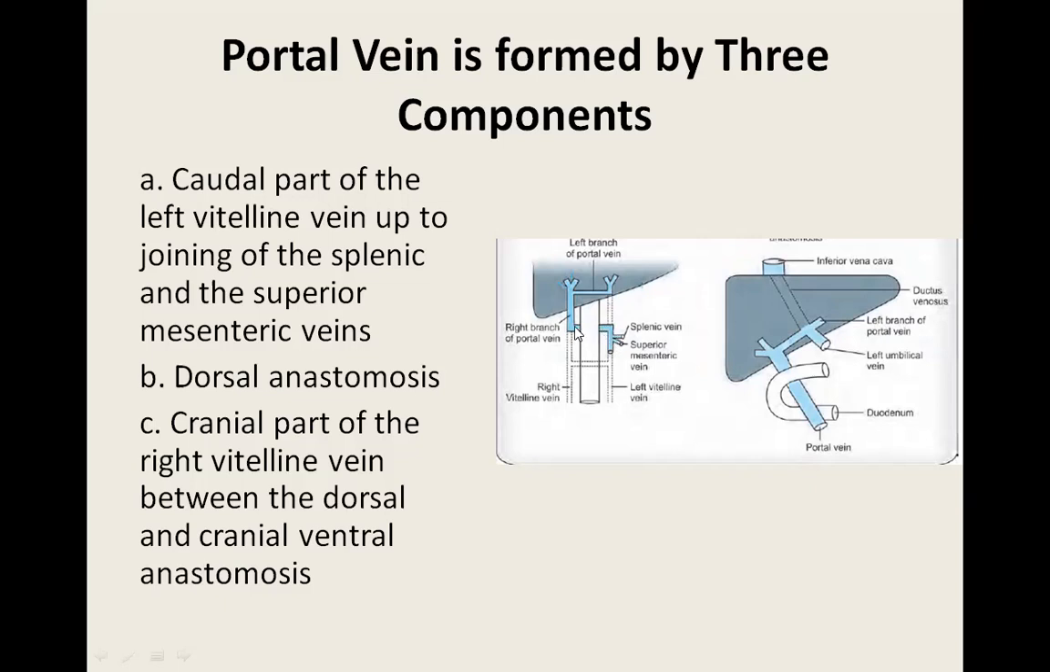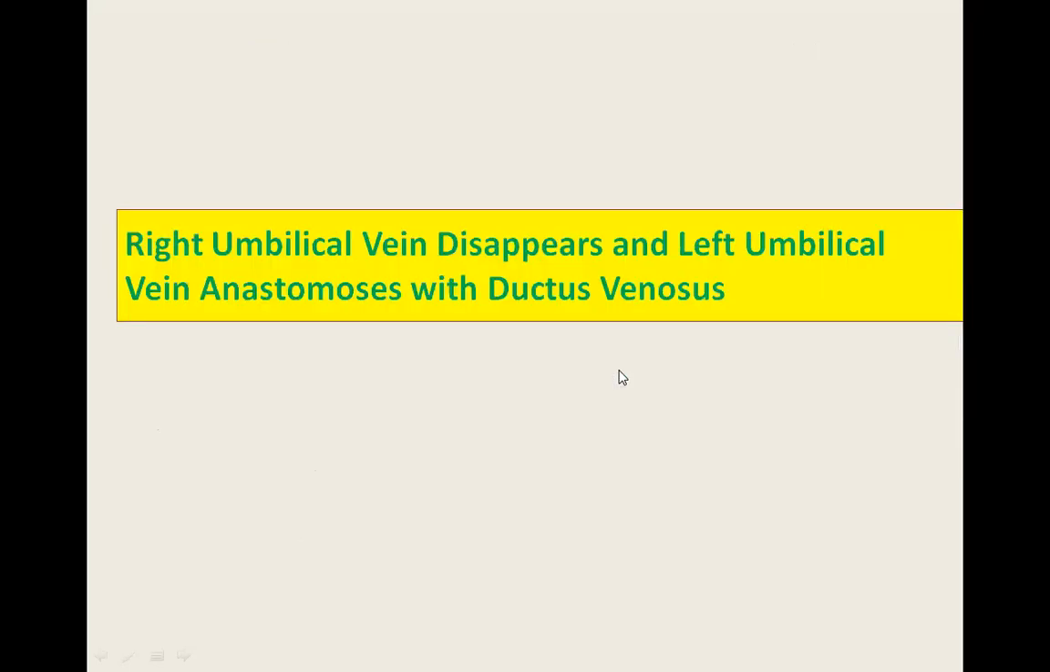Then the dorsal anastomosis will be left, and the cranial part of the right vitelline vein between the dorsal and the cranial ventral anastomosis. This is the cranial ventral and the dorsal anastomosis. This will be left, so this figure of 8 will be formed. This portion will form our portal vein.